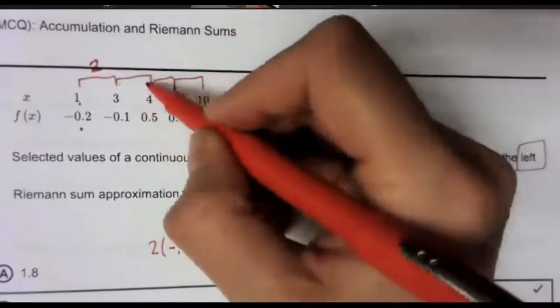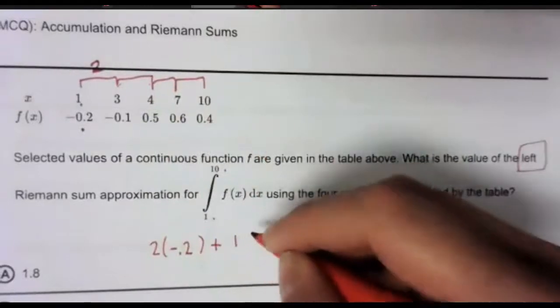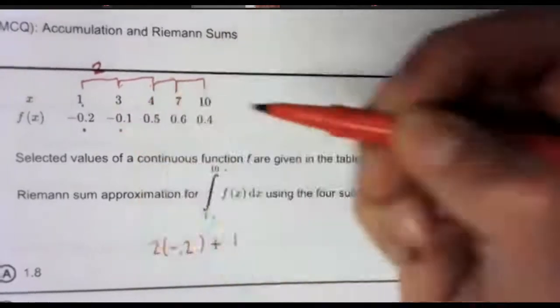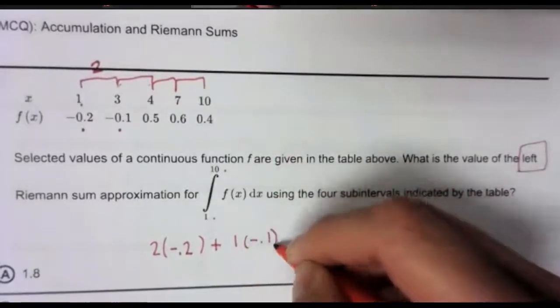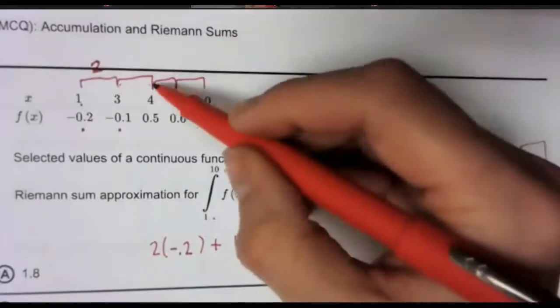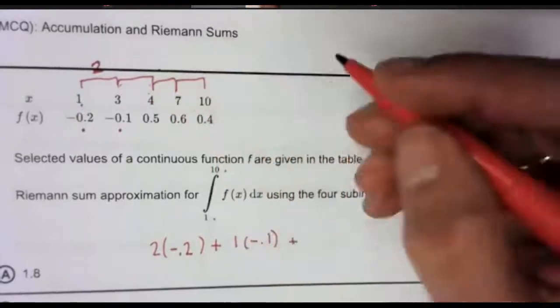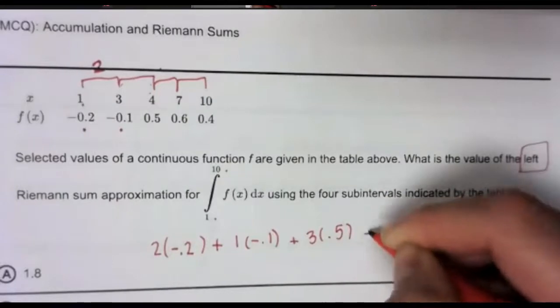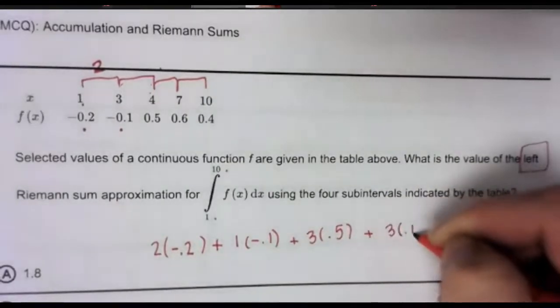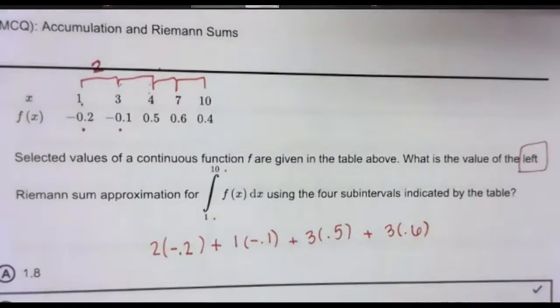So then that would be negative 0.2 plus my next width, which is 1. And now it's always going to be the left part of the rectangle. So negative 0.1 plus width of 3 times 0.5 plus a width of 3 times 0.6. So then to get your final answer, you're just going to multiply each of those pairs.